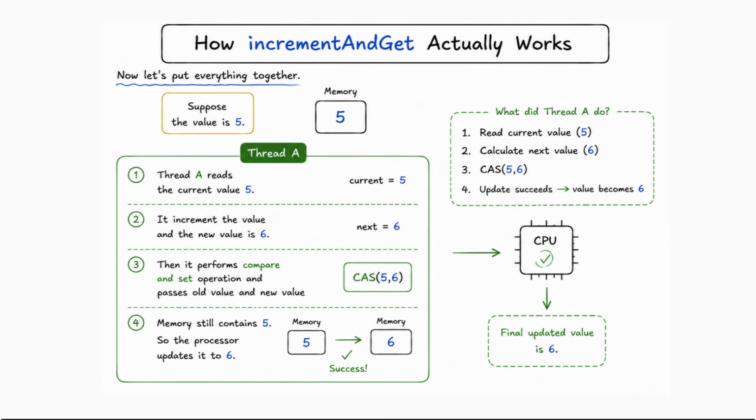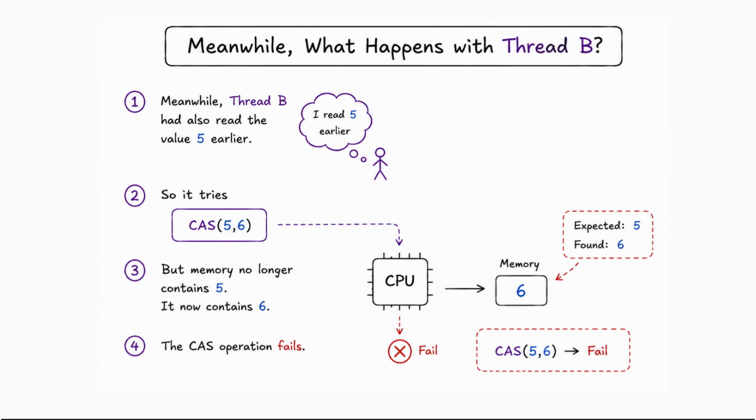Now let's put everything together. Suppose the value is 5. Thread A reads the current value 5. It increments the value and the new value is 6. Then it performs the compare and set operation and passes the old value and new value. So memory still contains 5, so the processor updates it to 6. Meanwhile, thread B had also read the value 5 earlier. So it tries with the old value 5 and the new value 6, but the memory no longer contains 5. It now contains 6. So the compare and set operation fails.